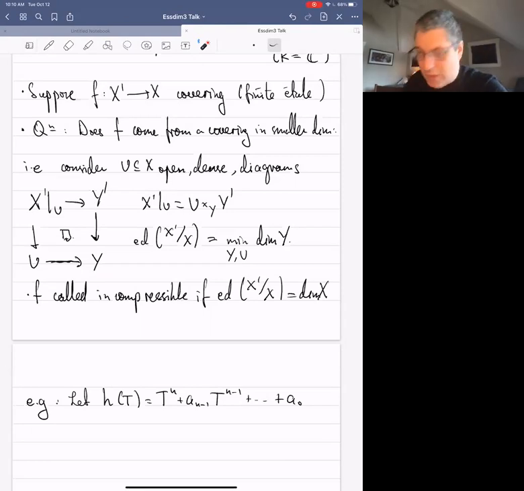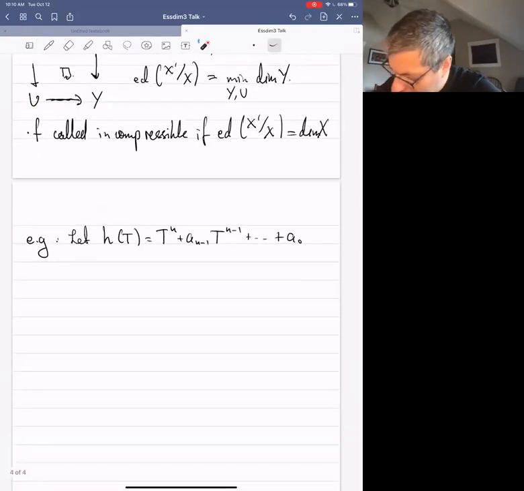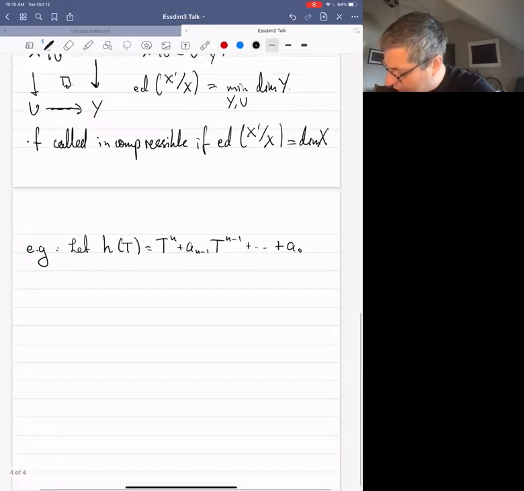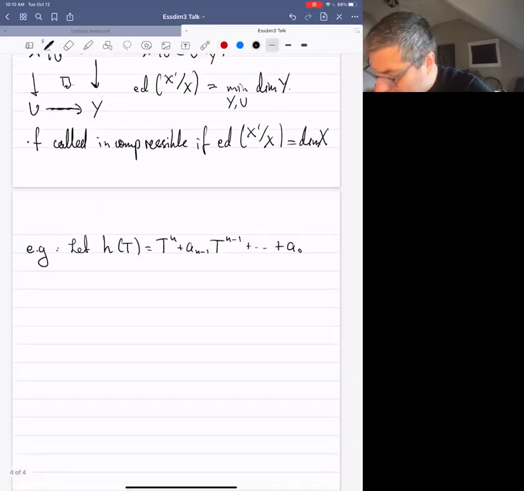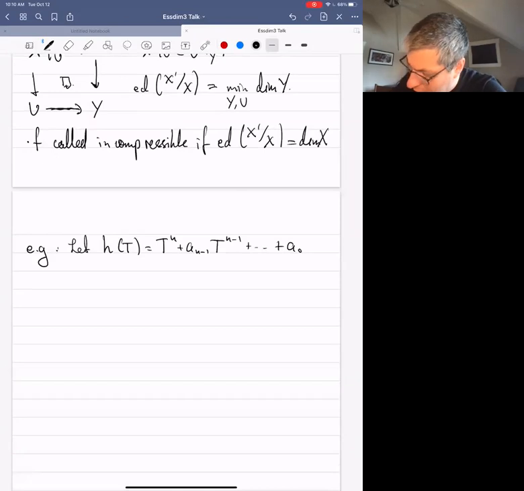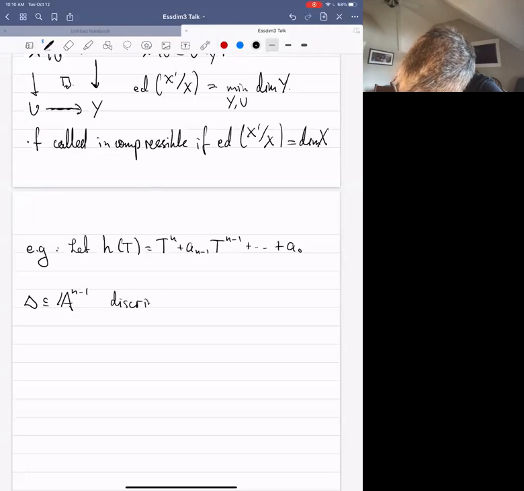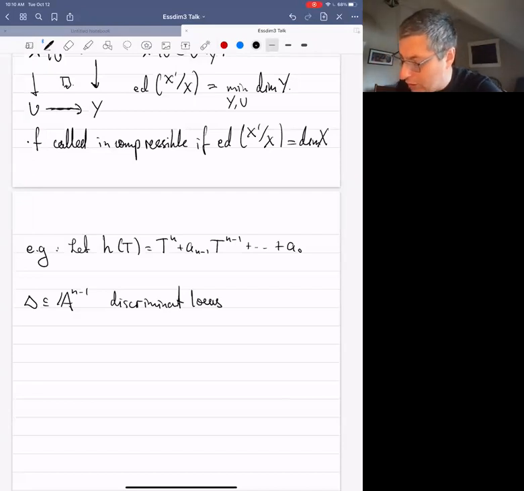The dimension of y is whatever it is. If I have such a u, I can always replace it with a smaller u, for example. Okay, so let me look at this example. Let's think of these coordinates as living in affine n-1 space. The a's are just the coordinates there. And inside here, I have the discriminant locus, that's the locus where the discriminant is 0, namely where this polynomial has a double root.